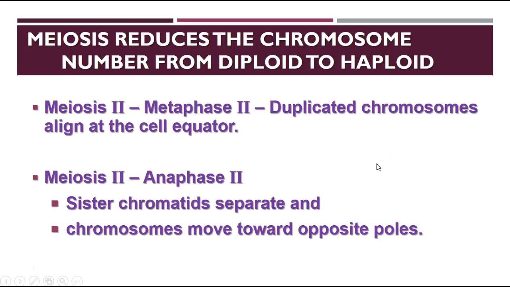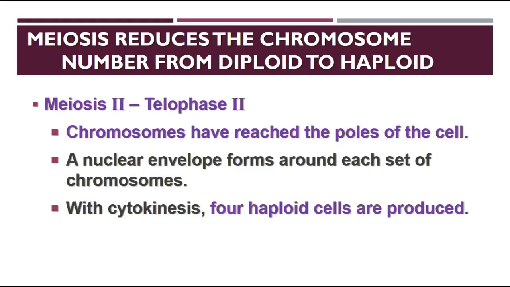So in metaphase 2, the duplicated chromosomes are on the cell equator, or the metaphase plate there. In anaphase 2, the chromatids will separate and move the chromosomes to opposite poles. And then in telophase 2, they're going to reach the poles, have a nuclear envelope around each set of chromosomes, and then you'll end up with 4 haploid daughter cells.